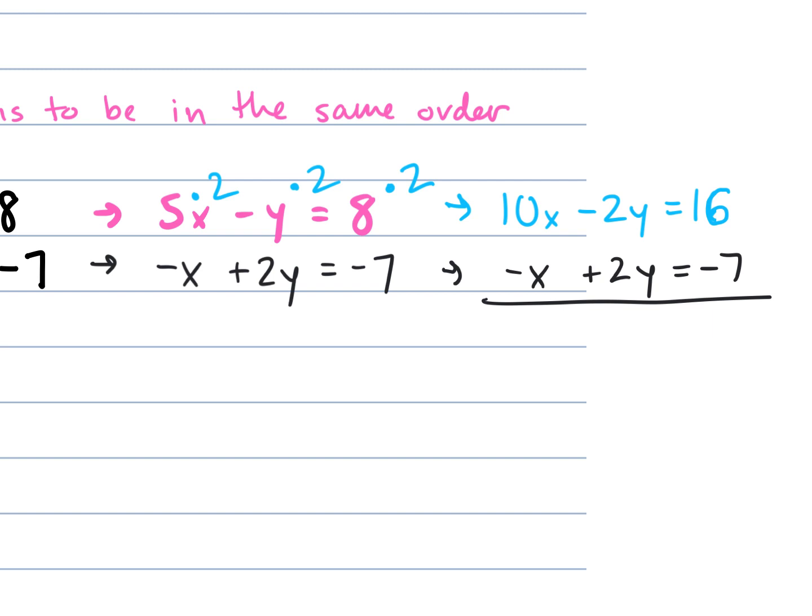Now do I have the same number but opposites? Yes. So which variable am I going to eliminate? The y's. The y's cancel. Negative 2y plus 2y is just 0. They cancel. Get rid of them.